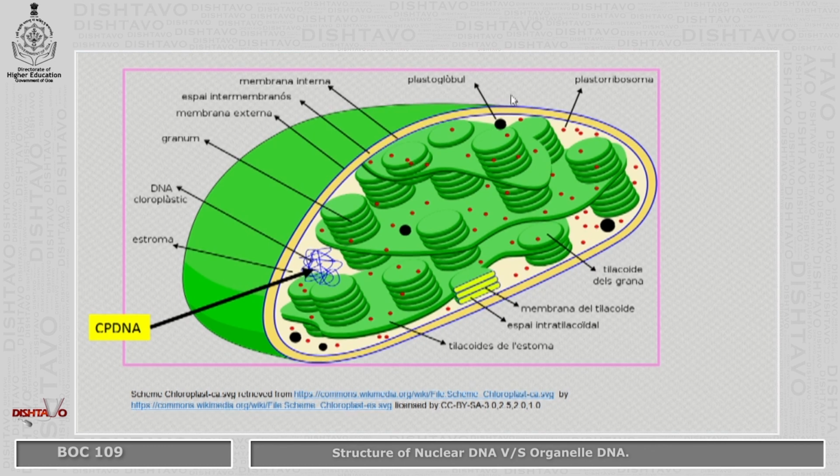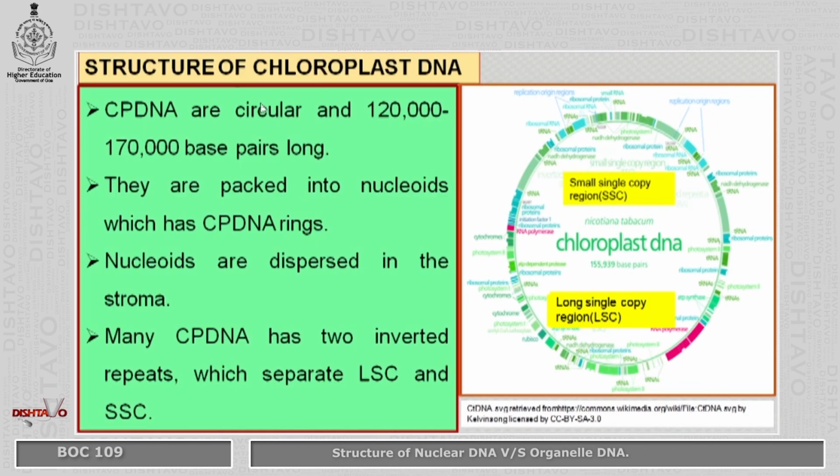You can see the chloroplast here as an organelle. You can see the stroma region, you can see the grana region, and you can see this cpDNA here, which is highlighted. Now, the structure of chloroplast DNA has this circular structure. The small single copy region is this side, the long single copy region is this side, and they are separated by the other regions. cpDNA is circular and 120,000 to 170,000 base pairs long.